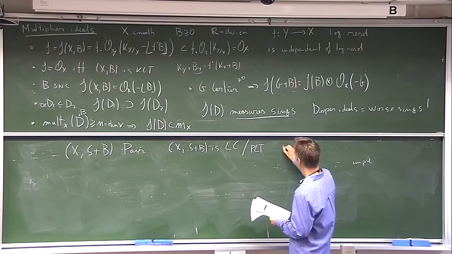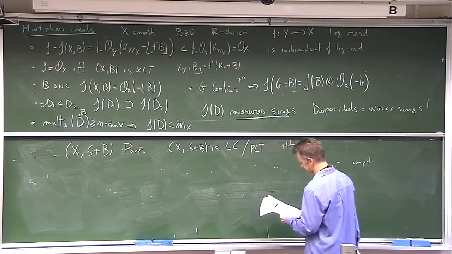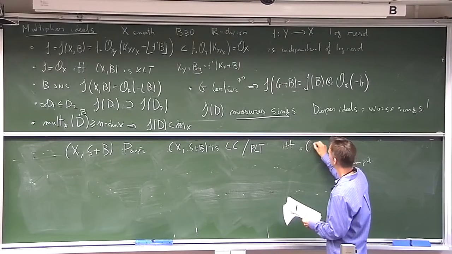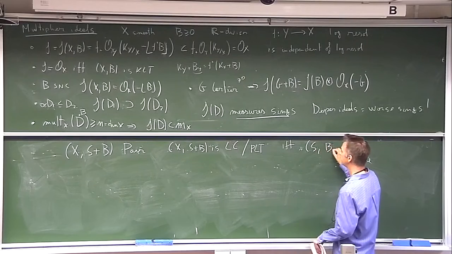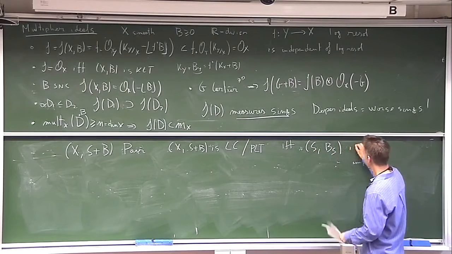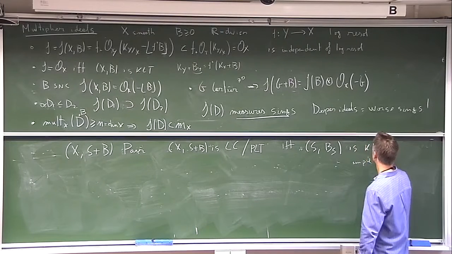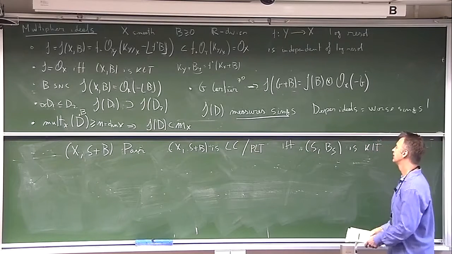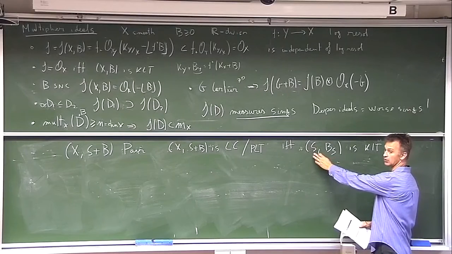If and only if (S, B_S) is KLT. Now you may worry, is S normal? Does this even make sense?